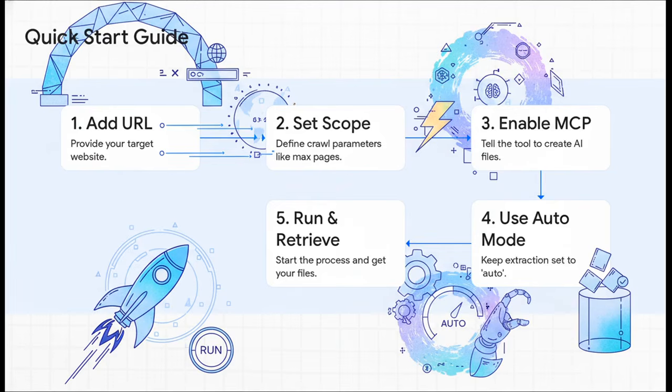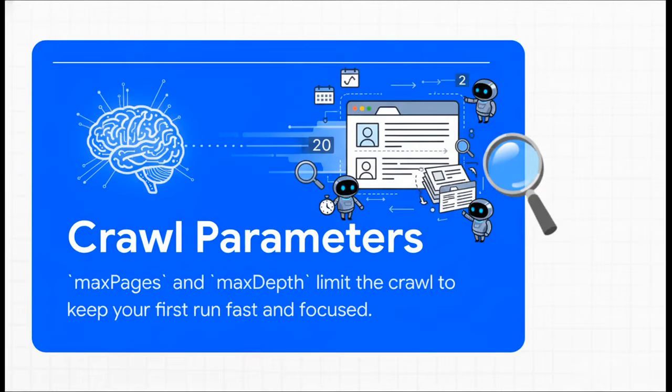Let's break those down real quick. So for your first run, you really want to keep things small and fast. Setting max pages to something like, say, 20 tells the tool, hey, stop after you've visited 20 pages.